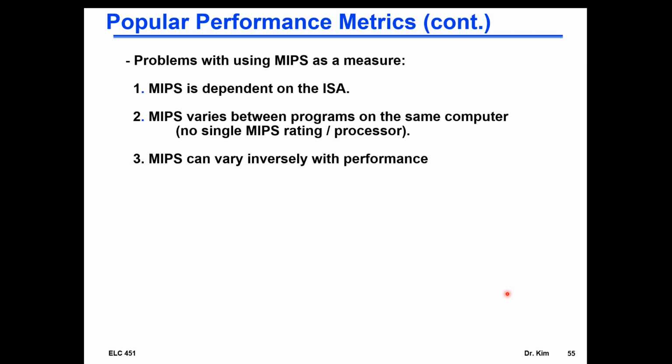So it's something that is used, and again, it can actually vary inversely with performance. You could have a higher performance machine that shows a lower MIPS just because the instructions may be more powerful. So you should be aware of that.